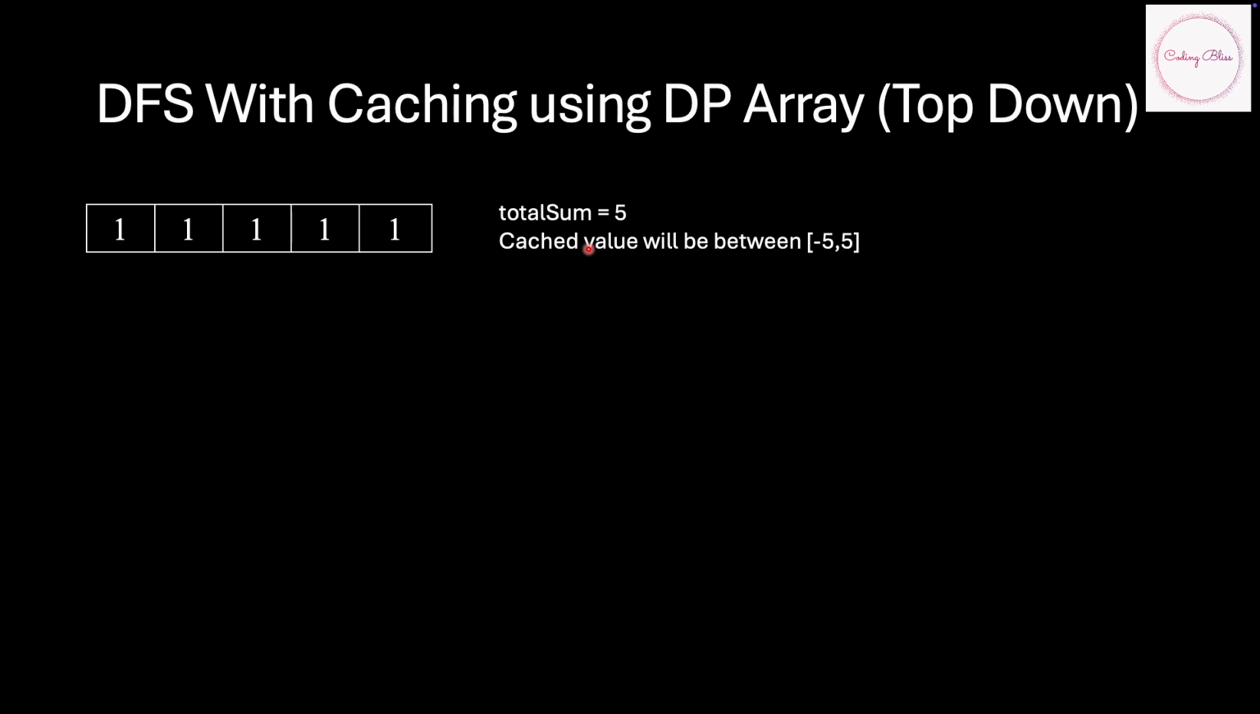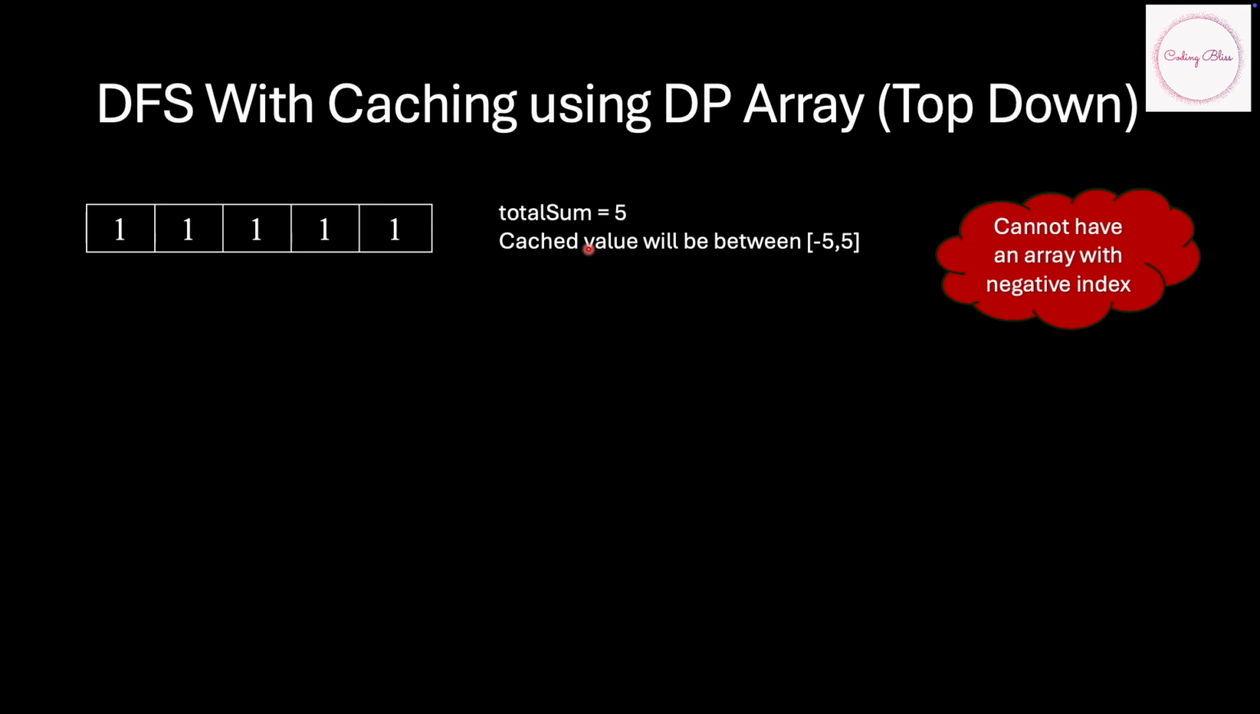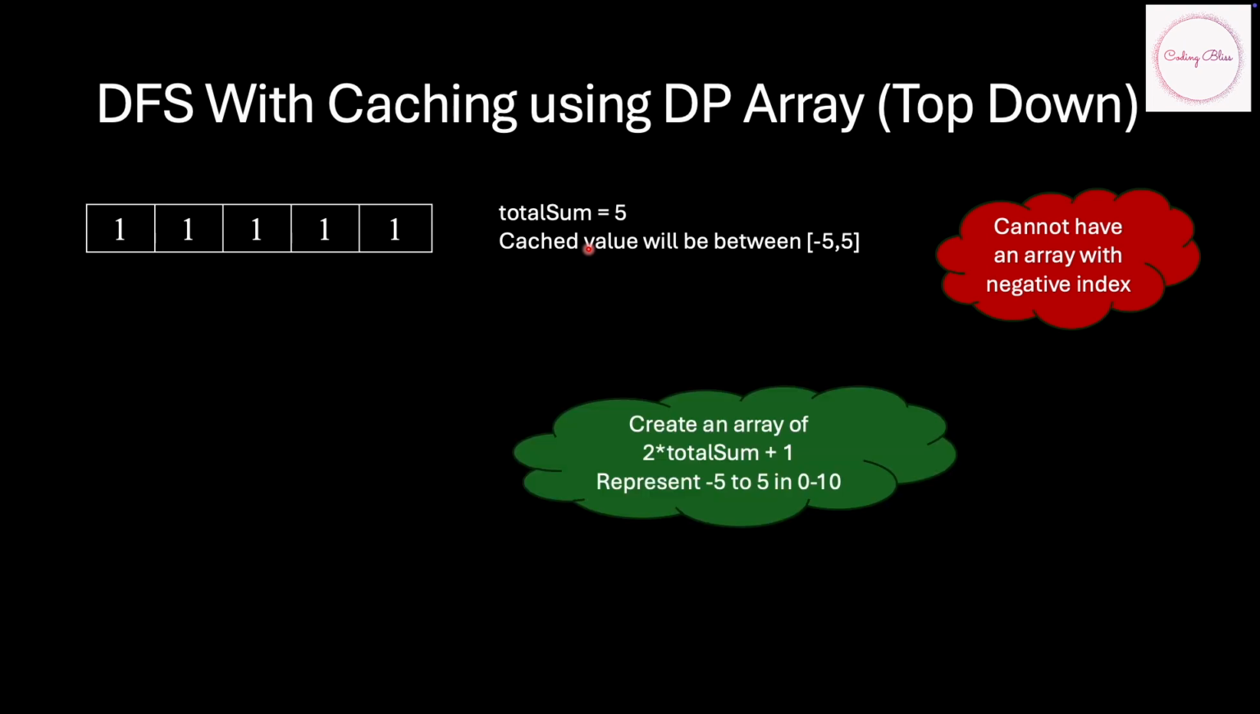Okay, but that means if I have an array starting from -5 to +5, that should cover all the values that I would cache. But the problem is we cannot have a negative index for an array. Now what can we do? So what we can do is create an array of 2 into total sum plus 1, and then represent the values in the range -5 to 5 in 0 to 10.